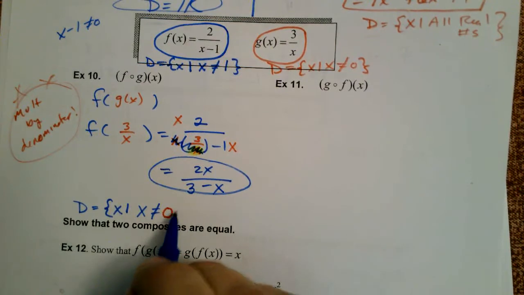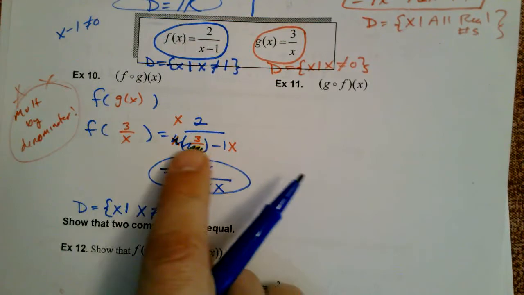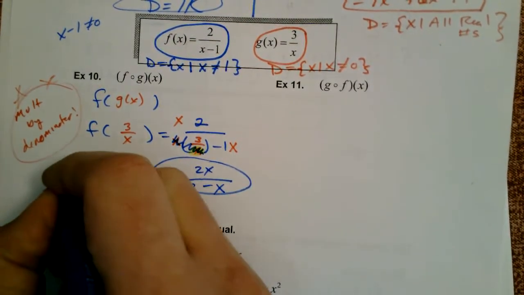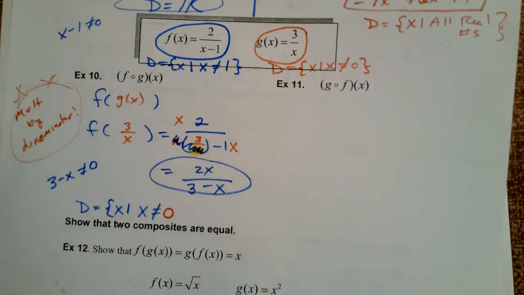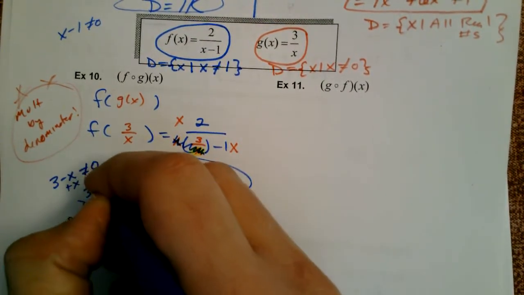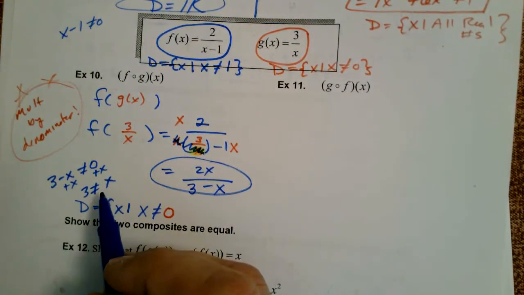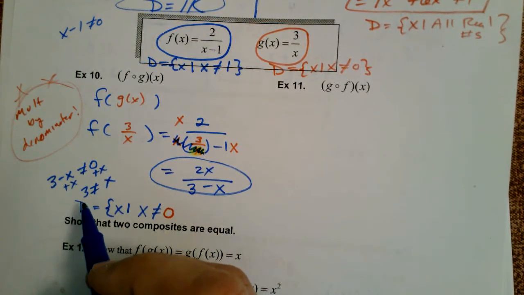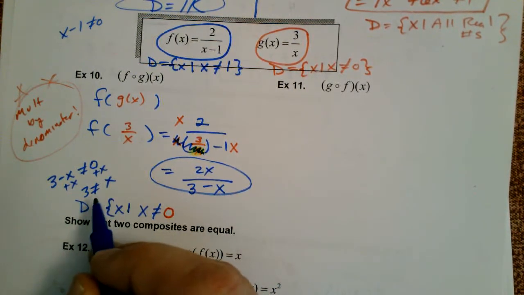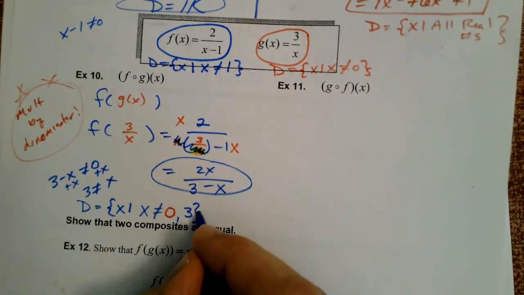Okay. Now to finish off, you're going to be asked for the domain. I have a restriction of 0 from my input, and now this is my output. This is my final composite. So I have to look at 3 minus x. That can't be 0 either. So when I add the x over, I get 3 can't be x. That doesn't make sense. That's written backwards, right? That's like Yoda. Hard to see the dark side is. 3 cannot be x. Yeah, that's just crazy. It would be x cannot be 3. So x can't be 0 or cannot be 3.